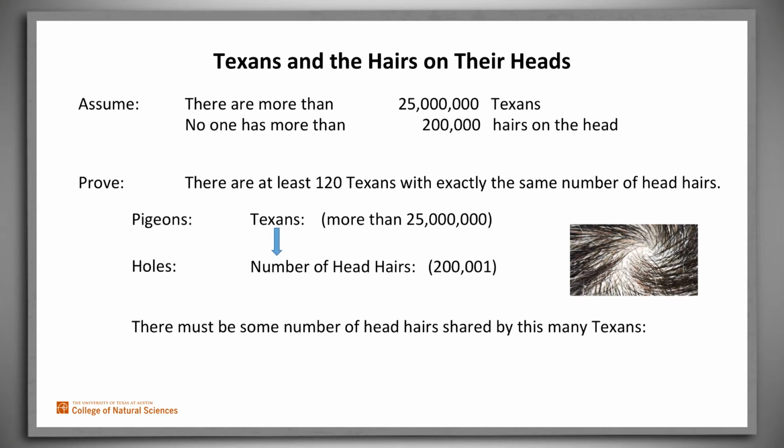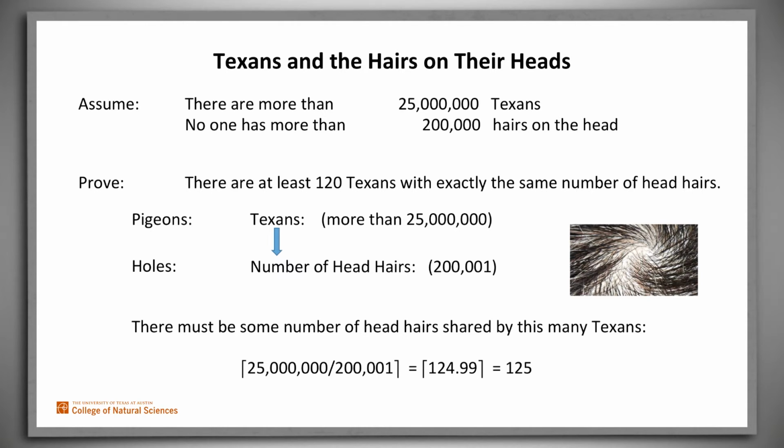Now we can make a claim about a minimum number of Texans who must share hair counts. We divide 25 million by 200,001. We get 124.99, and we take the ceiling of that, we get 125. So by the extended pigeonhole principle, we know that at least 125 Texans share a hair count. Thus, we've proved our weaker claim that at least 120 of them do.